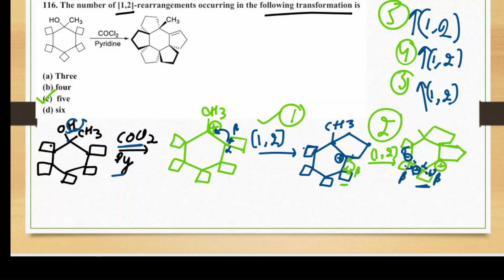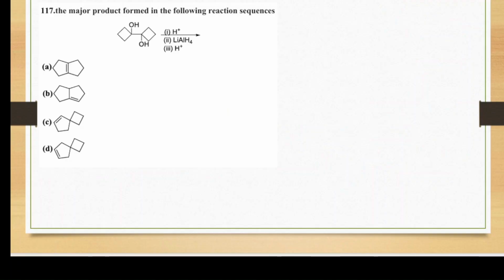Okay. So now let us move on to the next question, that is this one. In this we have been given a diol type of species. This is my 4-membered ring and this is the other 4-membered ring, and these 2 OH groups are present on this.